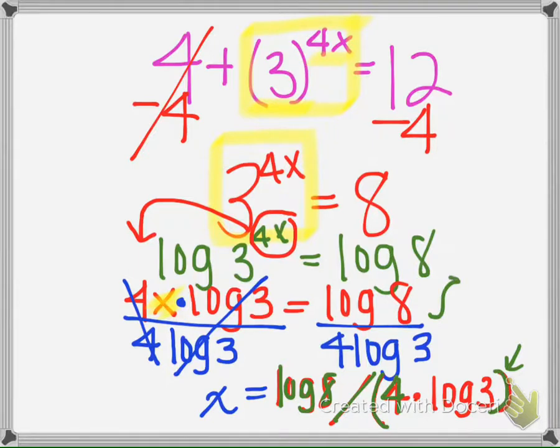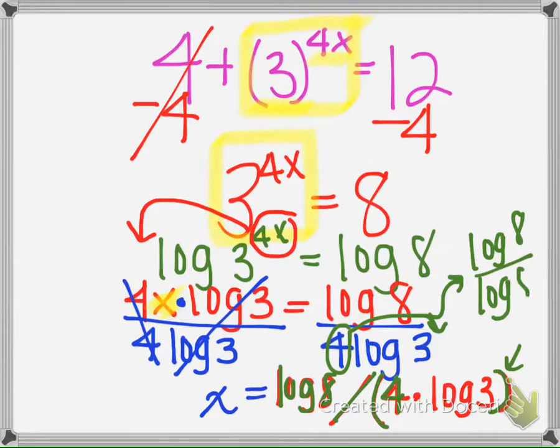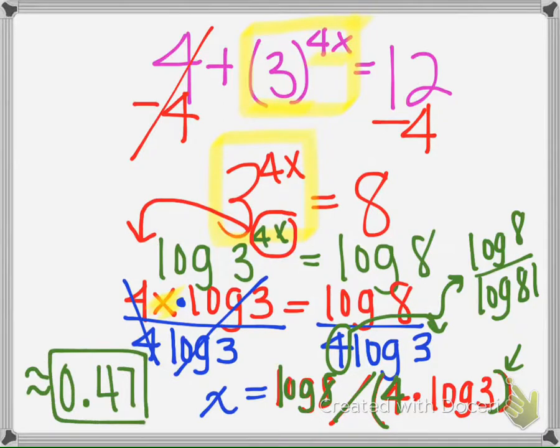You could also enter it in as log 8 divided by, bring this 4 with the 3 here, and log of 3 to the 4th power, which is 81. That should still produce the answer of 0.47.